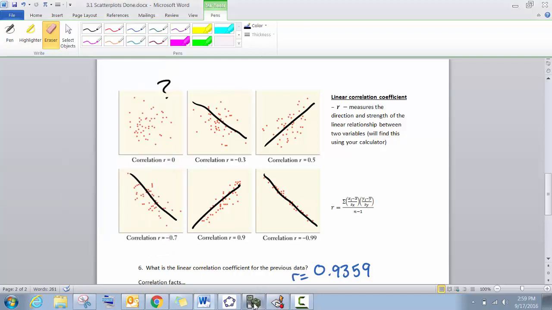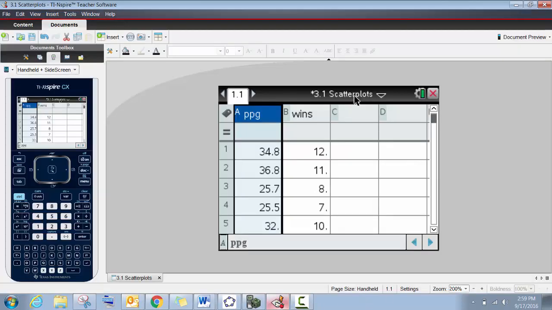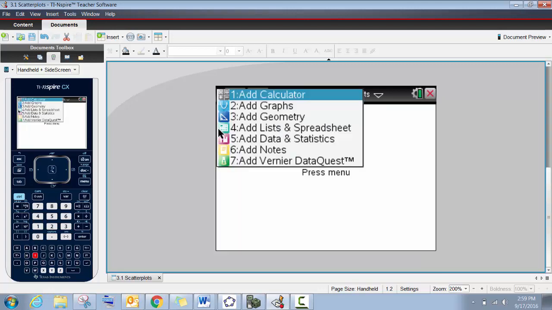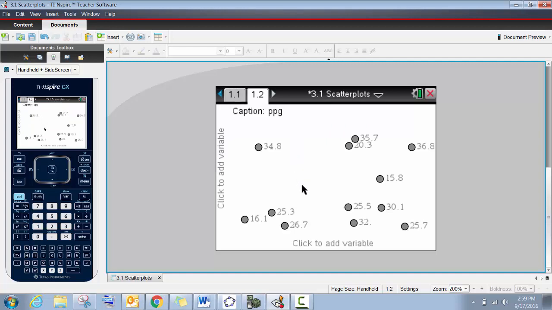We look at the Inspire. We put it in our spreadsheet, Control I, the new page, data and statistics. We don't actually have to do all this, but I guess we can show you how to do a scatter plot. Click to add variable.